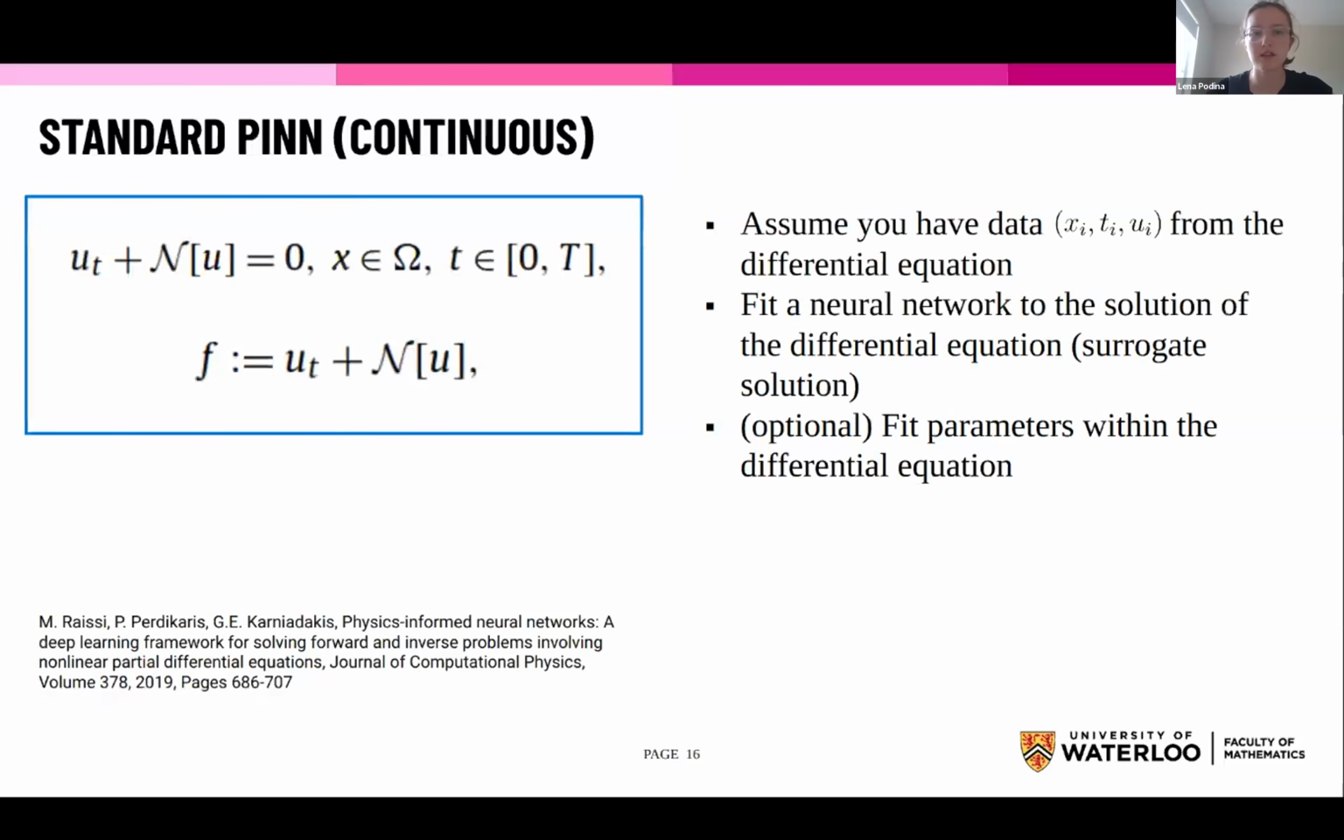The next part is an overview of continuous PINNs. I realize that most or all of you are familiar with them, but just for the benefit of anybody who isn't, I'm going to go through it and then explain how our method is different. Here we assume that we have a PDE, or you can have an ODE, and you have data from this differential equation. The idea is to fit a neural network to the solution of the differential equation, or create a surrogate solution. Optionally, you can also fit parameters within the differential equation.